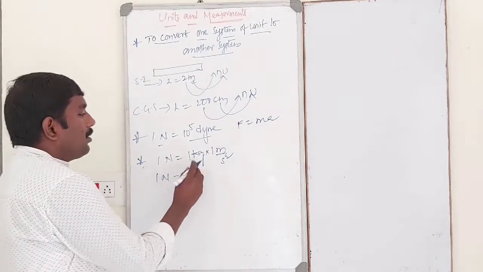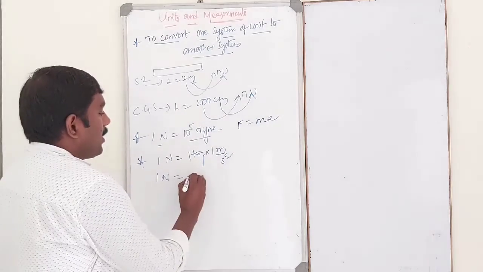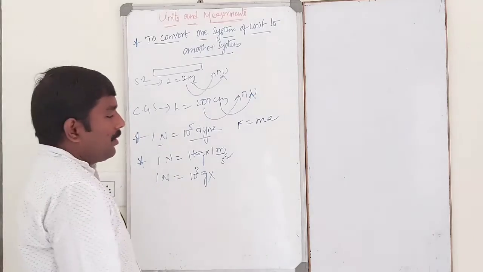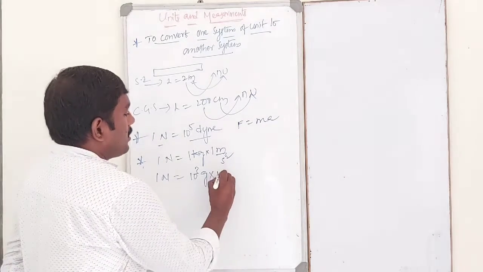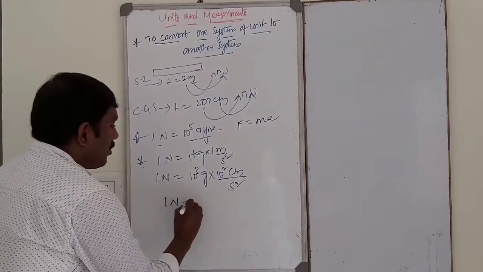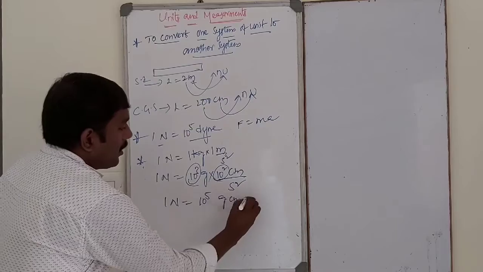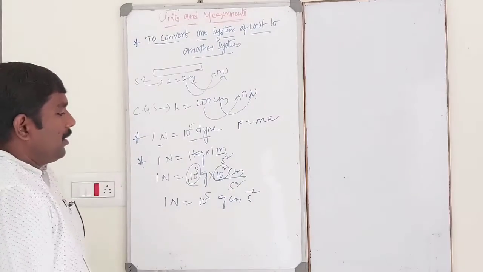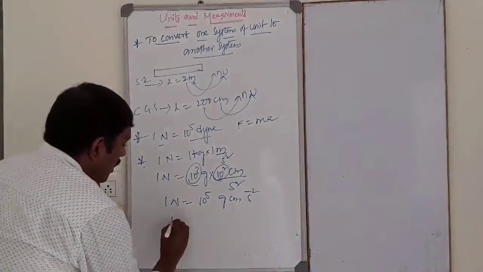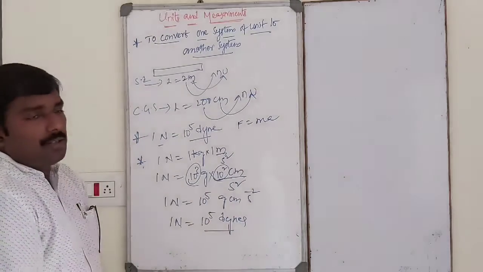See, 1 newton is equal to 1 kg, which is converted into 1000 grams, into meter, converted into the CGS system, that is 100 centimeters, divided by second square. So 1 newton is equal to 10 power 3 into 10 power 2, that is 10 power 5 gram centimeter second power minus 2. The gram centimeter per second square is nothing but dyne. So 1 newton is equal to 10 to the power of 5 dynes.